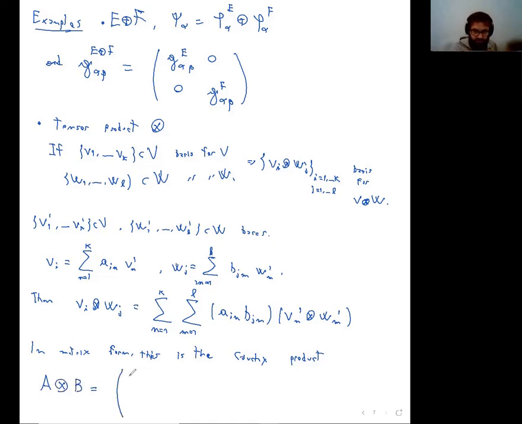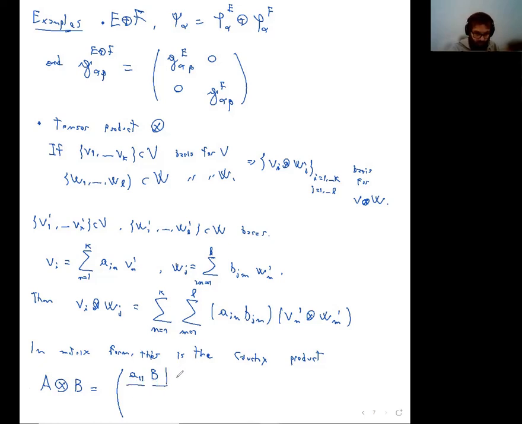And it looks really weird. It's a block matrix, so this is not commutative. This is a block matrix where in the top left corner you put A11, the first top left element of A, multiplying the whole matrix B. So this is the first thing.